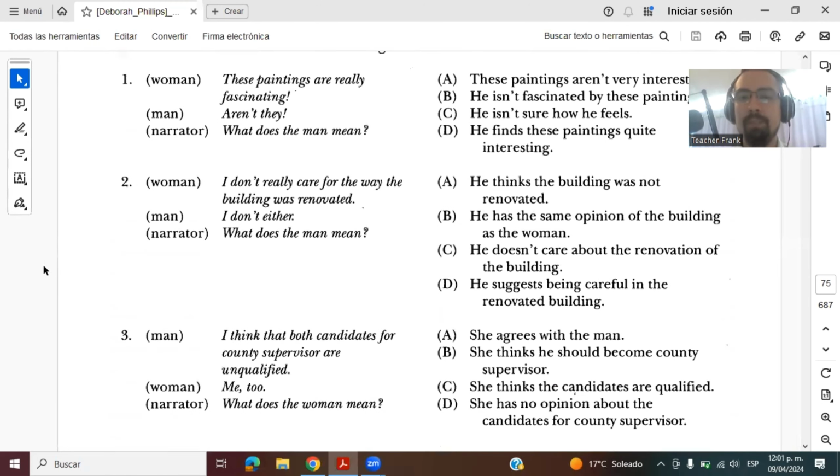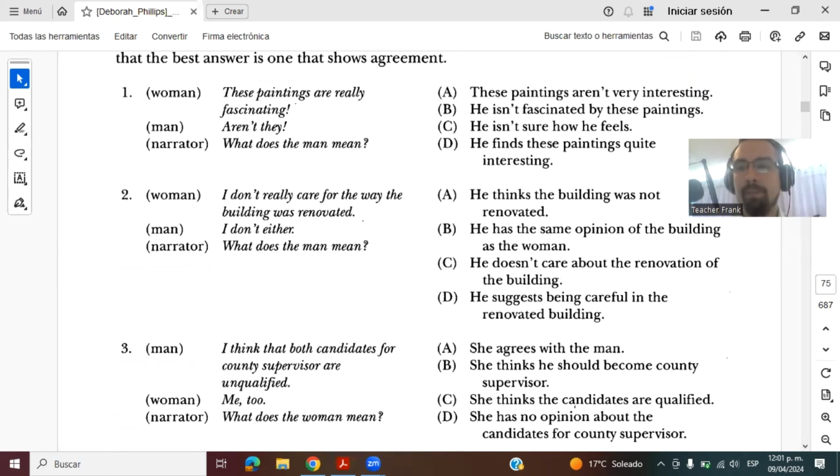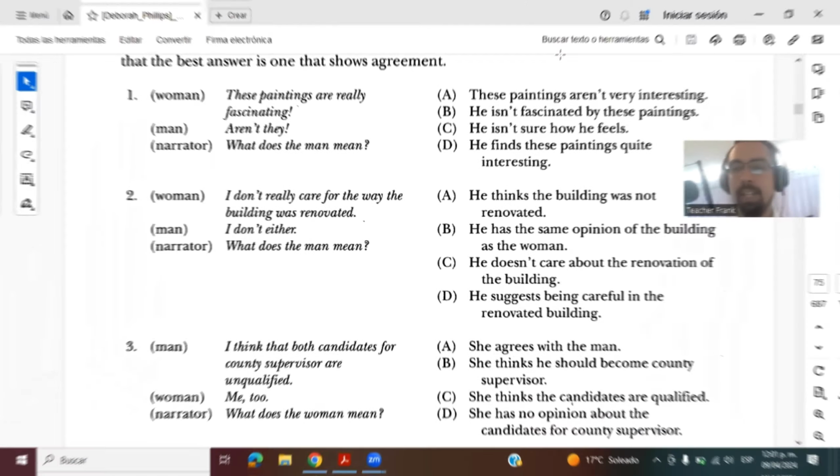We have 3 exercises. So take a moment, read each exercise, each question number, and then answer either A, B, C, or D, and we will check it in a moment, okay? Okay, so let's check it.